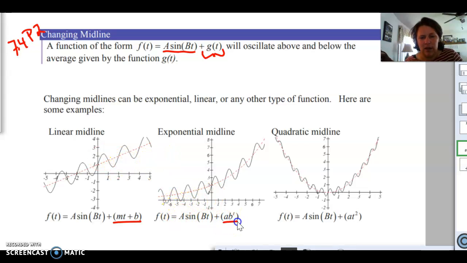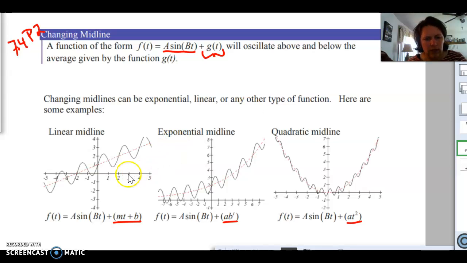Or we can have an exponential midline. Or they can also have a quadratic midline. Now, I'll tell you now that we do not have any quadratic midlines in our homework assignment. The only two that you'll see are linear and exponential.